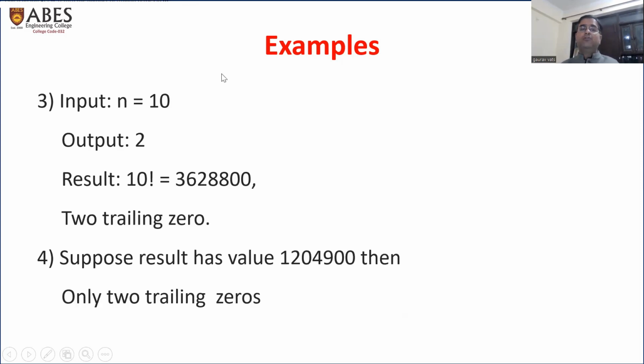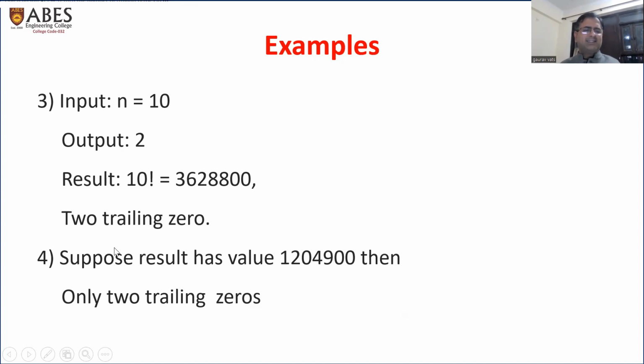If the value of n is 10, that means we have to calculate factorial 10. That will be 3628800. That means two zeros are there. Two zeros are trailing here. So that's why our output will be 2.